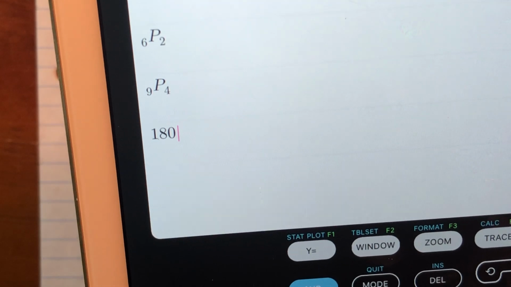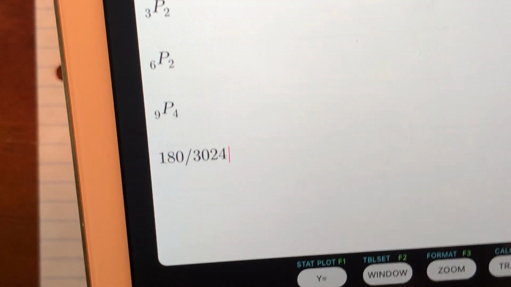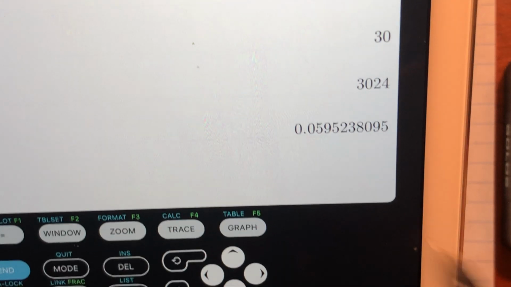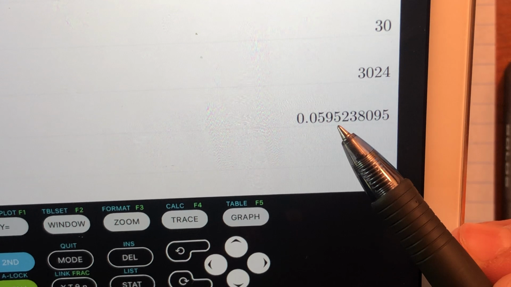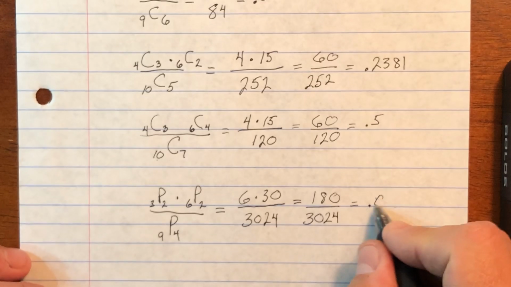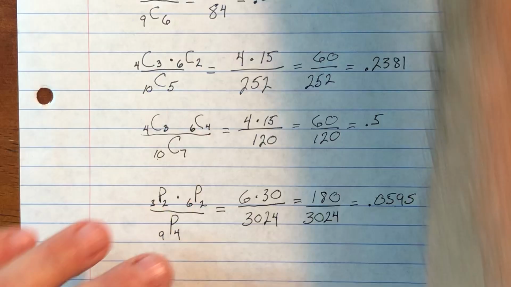180 divided by 3,024. And that comes out to 0.05952, so we're going to round that down to 0.0595. Type that in and see if we got it.